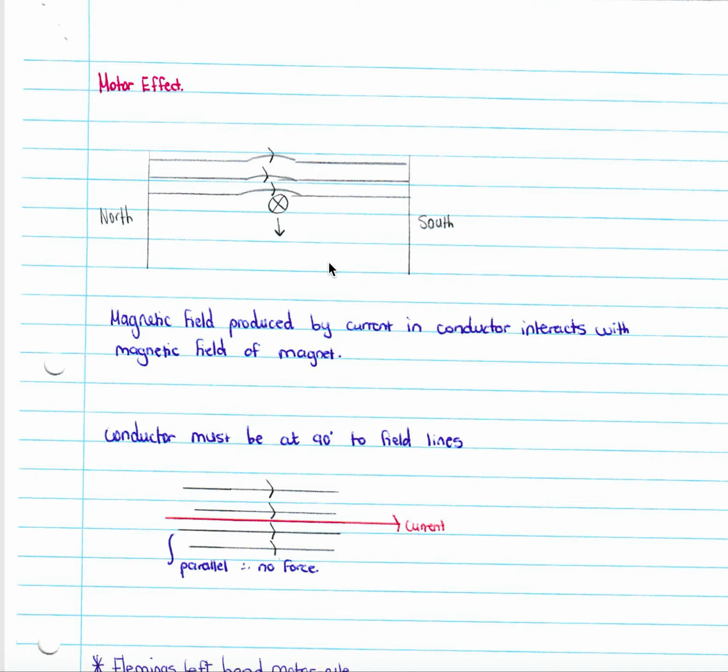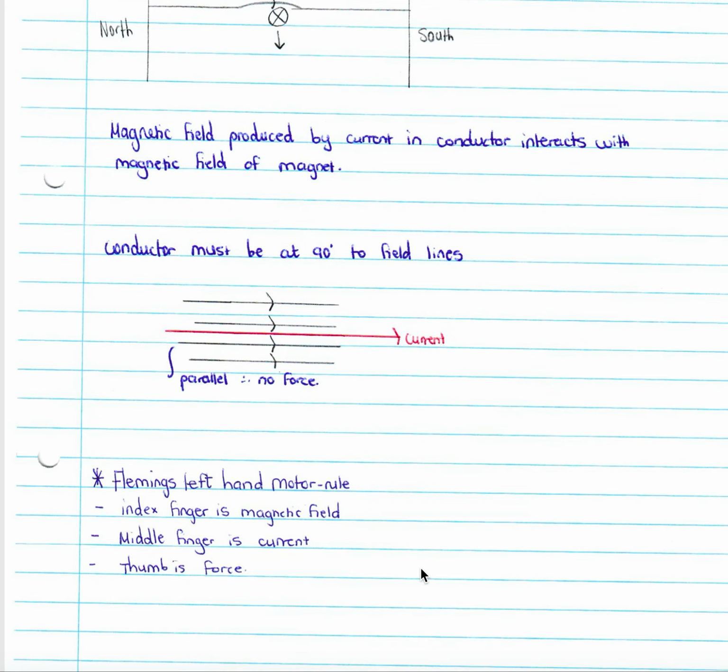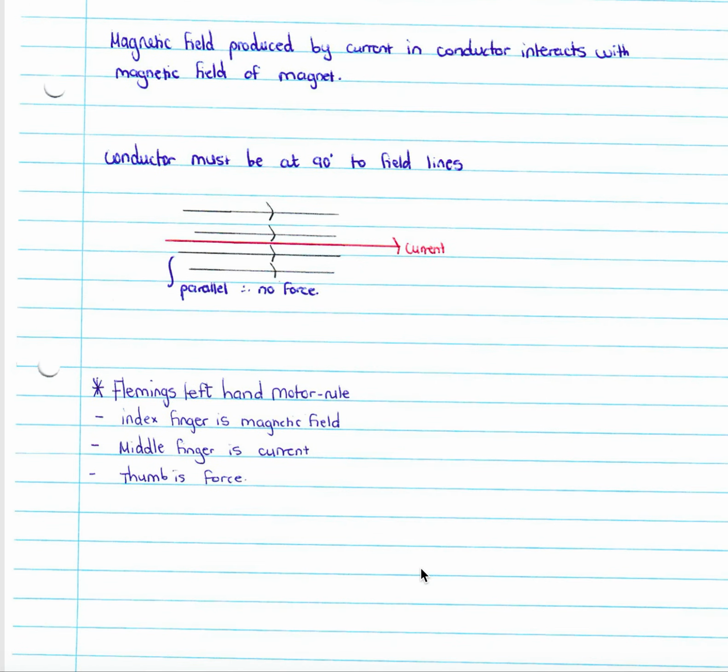The magnetic field produced by the current in the conductor interacts with the magnetic field of the magnets. The conductor must always be at 90 degrees to the field lines in order to get the maximum force. As we can see here, if our conductor is parallel, there's no force, so this would be pointless. Then we use our Fleming's left-hand motor rule to work out the direction of the force.